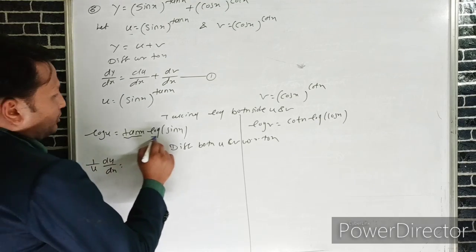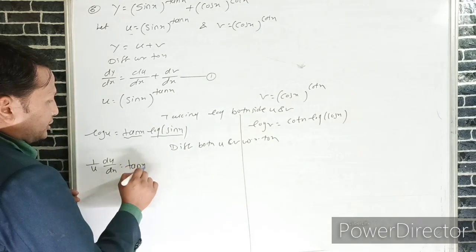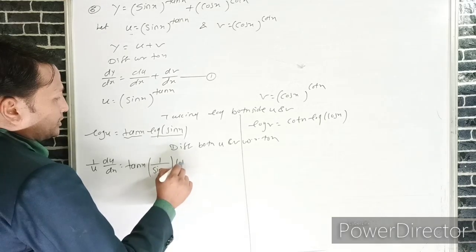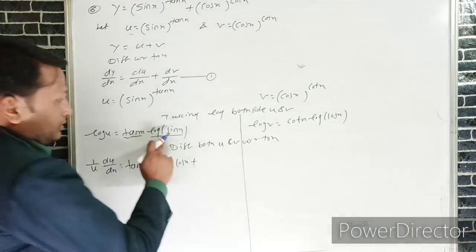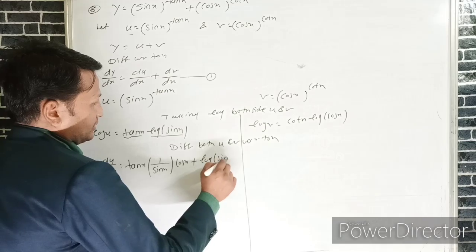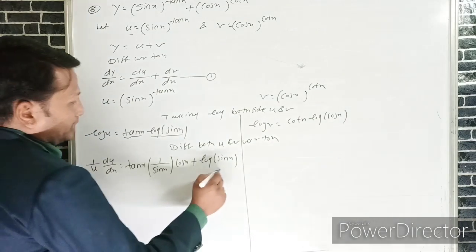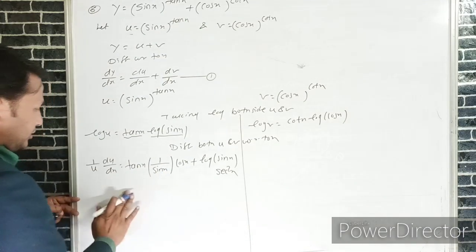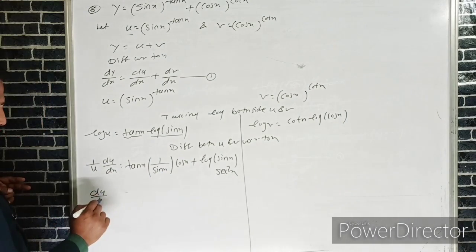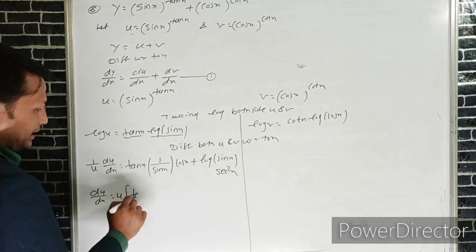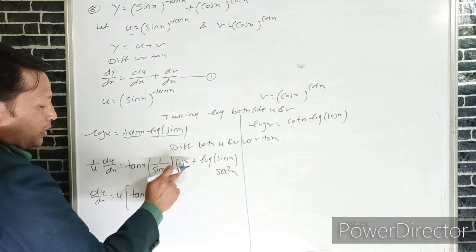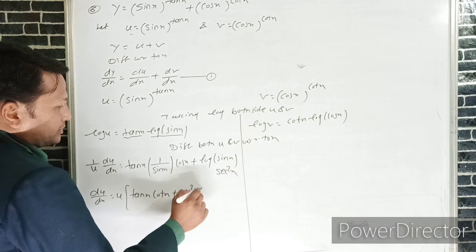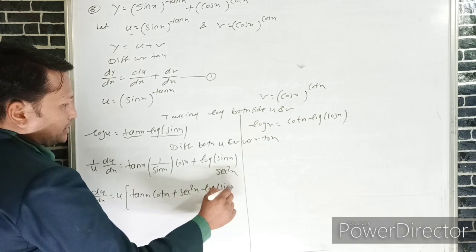Here we apply the product rule: tan x into the derivative of log of sin x, which is 1 upon sin x into the derivative of sin x, which is cos x, plus log of sin x as it is into the derivative of tan x, which is sec square x. So cos x upon sin x. If we shift u to the right side, then we can write du by dx is equal to u into tan x into cos x upon sin x, which is cot x, plus sec square x into log of sin x.